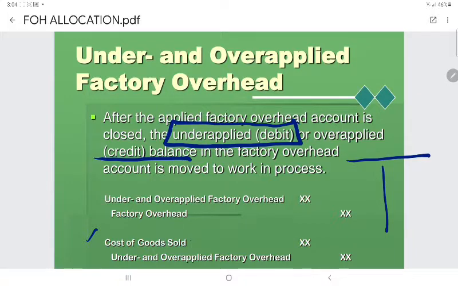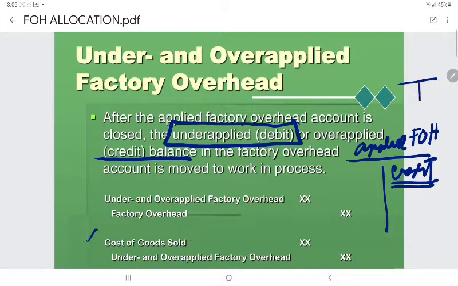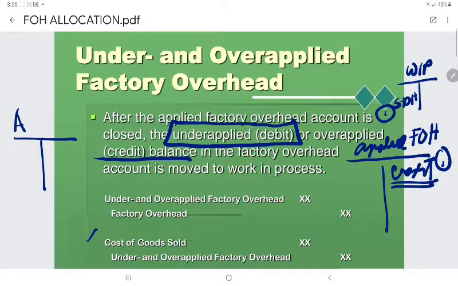Kasi, tingnan nyo yung ano natin. Ito yung applied factory overhead. Diba? Na i-credit yan. Ito yung balance yan. Kasi, kanina, dinebit mo sa work in process. Diba? Andito yan. Pumasok dito yung standard factory overhead. Dinidebit mo siya. And then, sa susunod, i-credit mo siya. Ano ba ang normal balance ng factory overhead? The actual factory overhead, lahat yan naka-debit. Diba? Debit lahat yan. Debit, debit, debit.